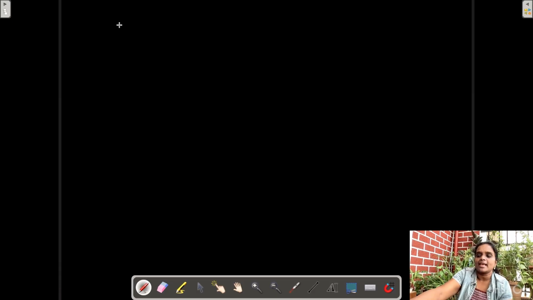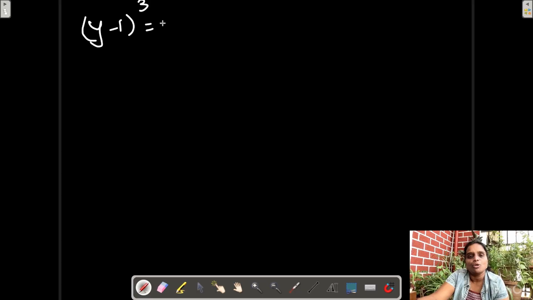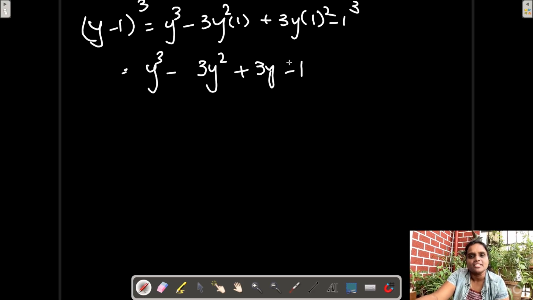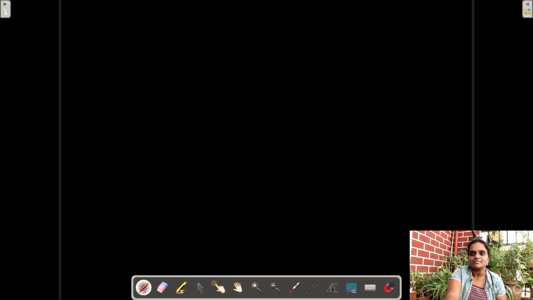But let's make it a little more complicated example. Let's see y minus 1 whole cube. What is y minus 1 whole cube? y cube minus 3y square into 1 plus 3y into 1 square minus 1 cube. y cube is y cube. 3 into 1 is 3, so 3y square plus 3y minus 1. This is how you use your identities.